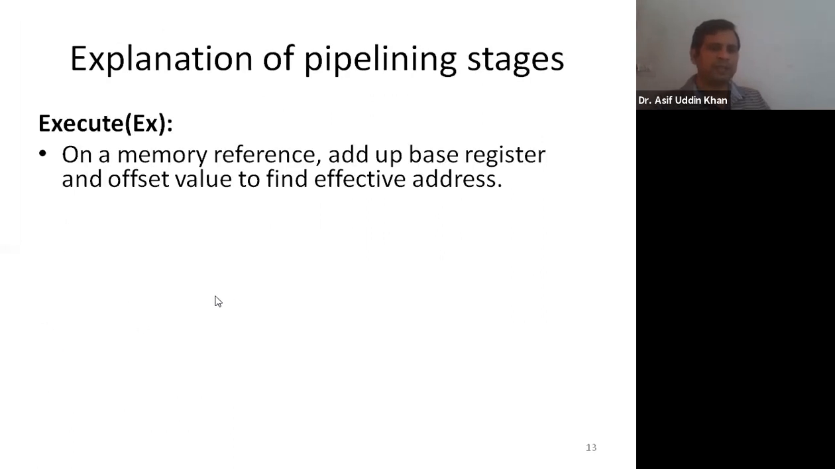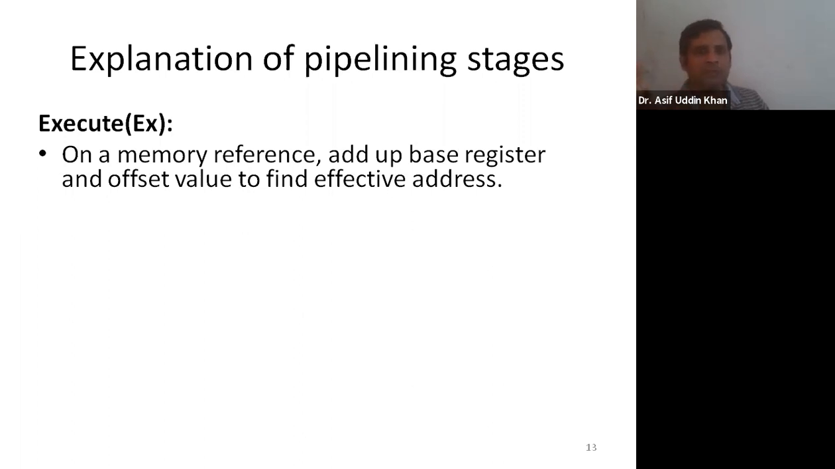Then the execute stage. In the execute stage, if the instruction is a memory reference instruction, as I told you, then you have to find the effective address. How to find the effective address? The effective address is the address of the operand. It is similar to translating the virtual address to the physical address. I have already discussed in the memory system how the virtual, or logical, address is translated into the physical address.